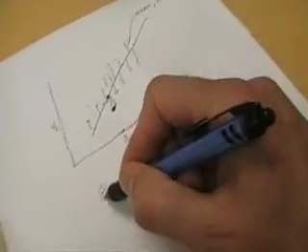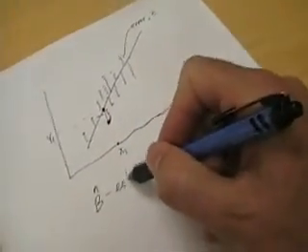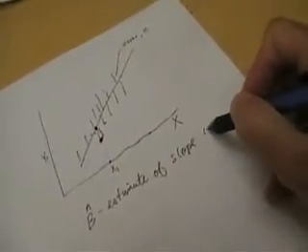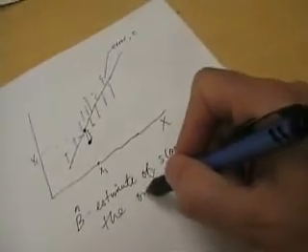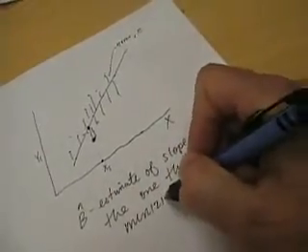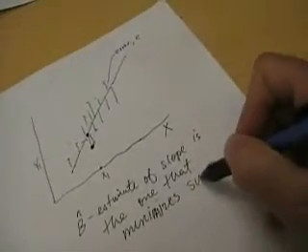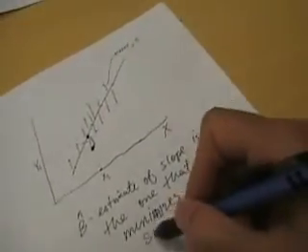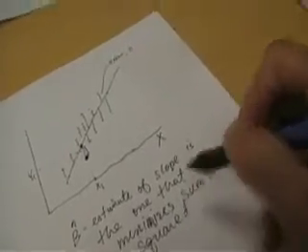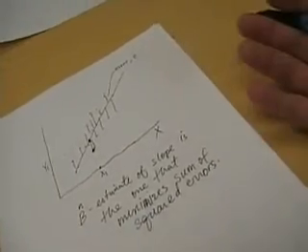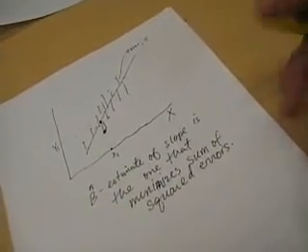So the beta hat that we want, our estimate of the slope, is the one that minimizes the sum of squared errors. And that's why you'll often hear a regression being referred to as a least squares regression. It has the least sum of squared errors.